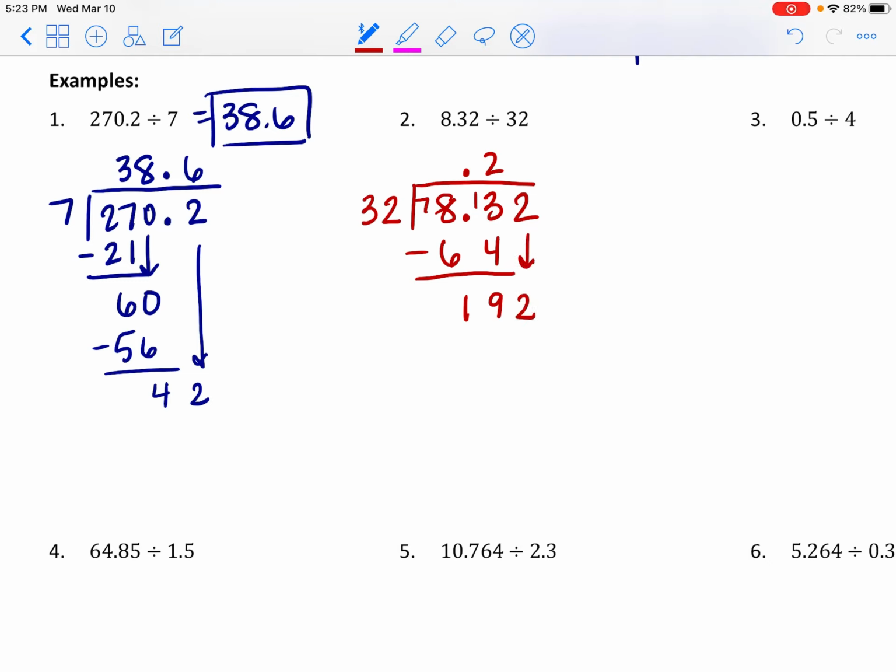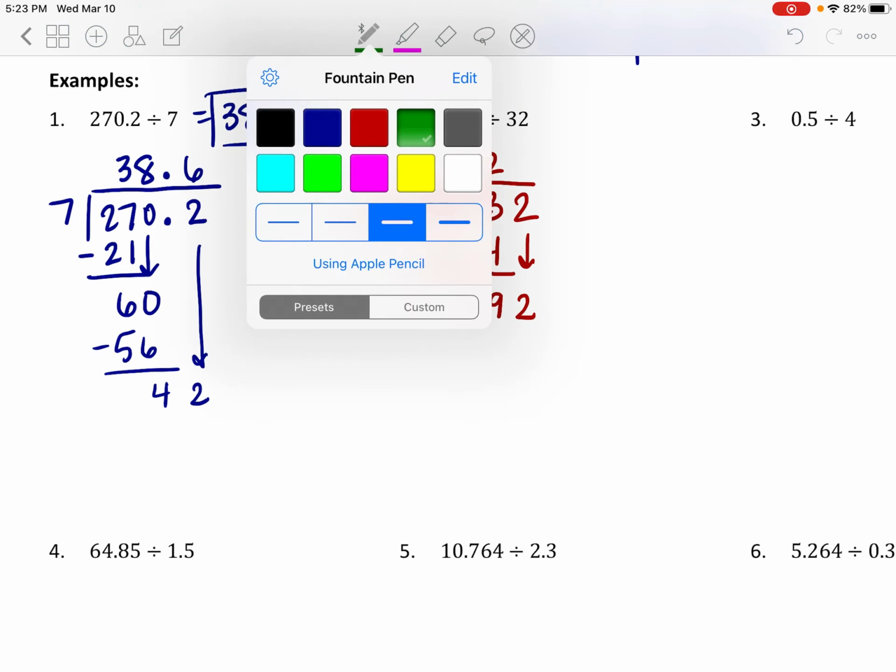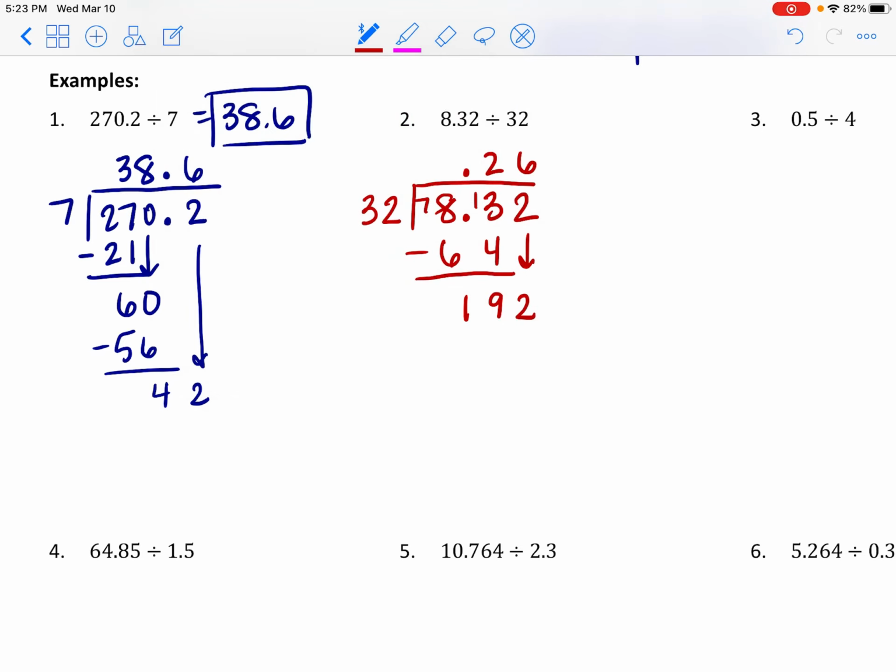Then if we bring down the 2, how many times is 32 going to go into 192? Let's see if 6 times is enough. So 6 times 32. 6 times 2 is 12, and then 6 times 3 is 18 plus the 1 makes 19. Oh, it's perfect. We subtract. We have 0 left over, so it's going to be 0.26 for our quotient. So this answer is 0.26, or .26 if you don't want that 0 there. Hopefully this is making sense.